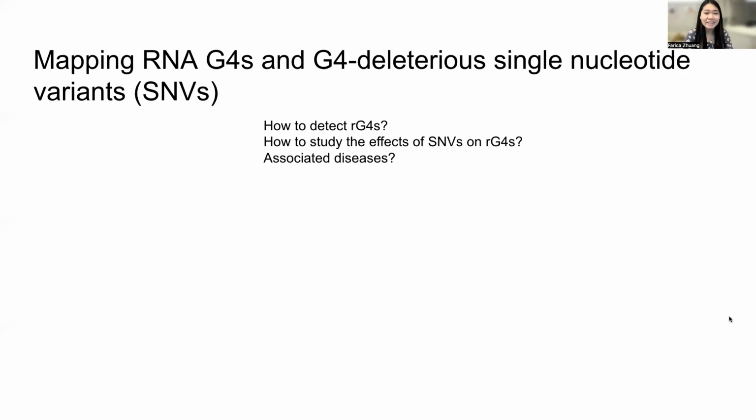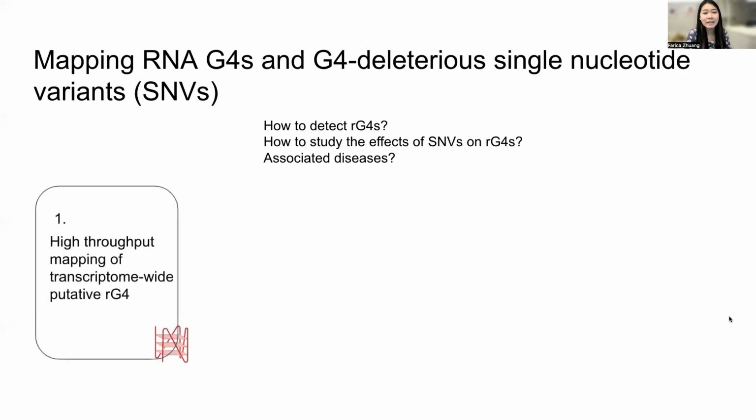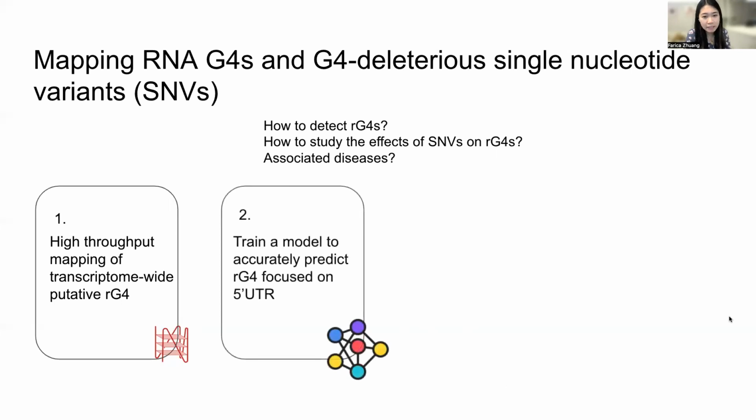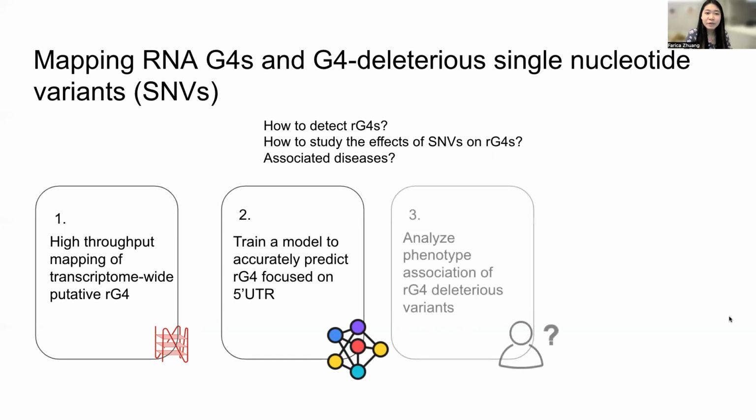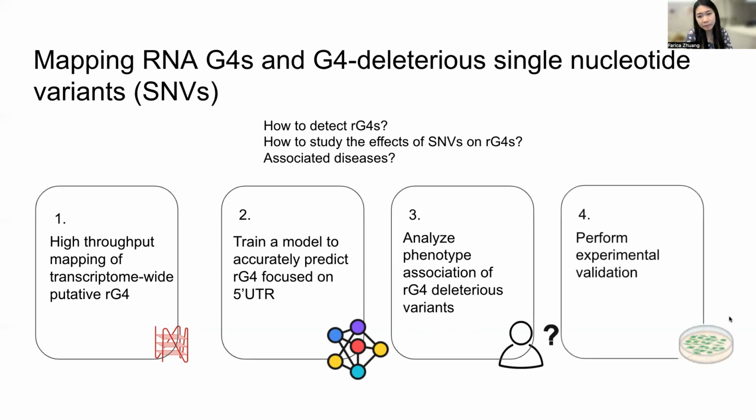And to answer these questions, this project is divided into 4 steps. First, we want to get the data set of high throughput mapping of transcriptome-wide putative RG4, and then use this data to train a model to accurately predict RG4 focused on 5' UTR. Next, we want to analyze phenotype association of RG4 deleterious variants predicted by the model. Lastly, we want to perform experimental validation on the RG4 deleterious variants.